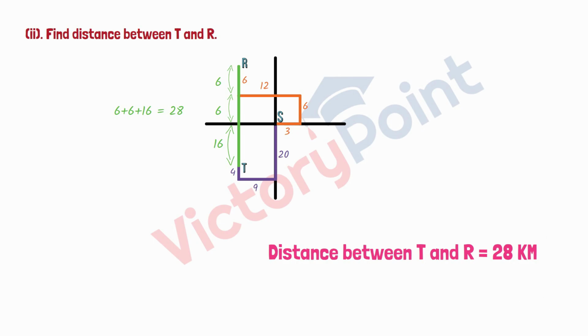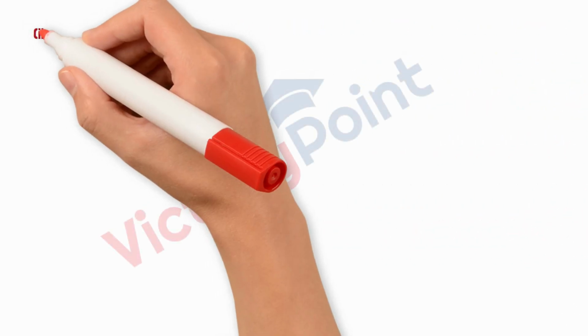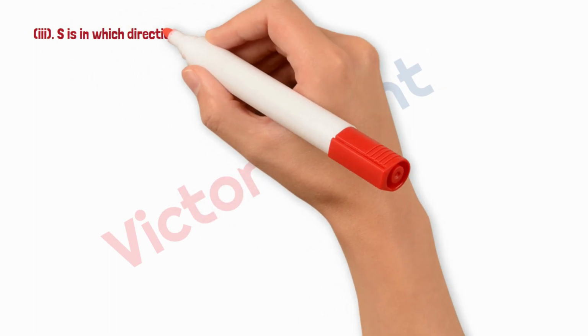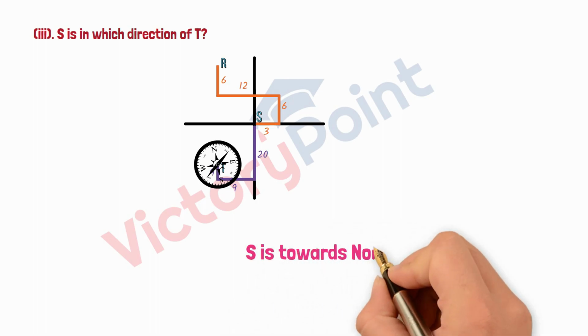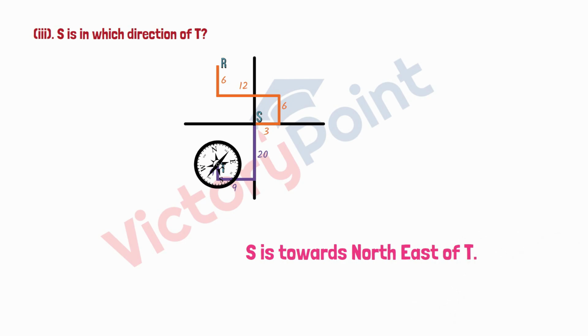Let's see the next question. S is in which direction of T? So we have to see the direction of S from T. So we'll keep the compass on T and see the direction of S. So S is towards northeast. Let's move to the next question now.